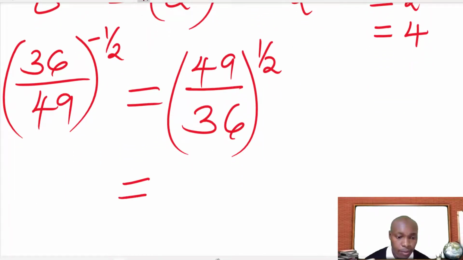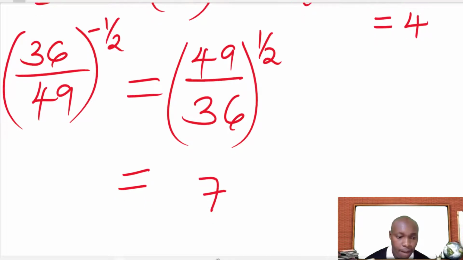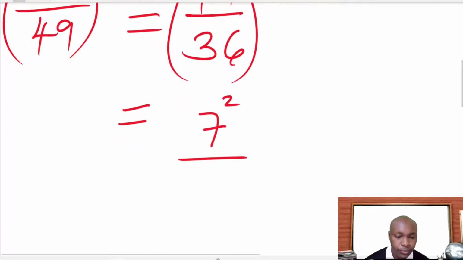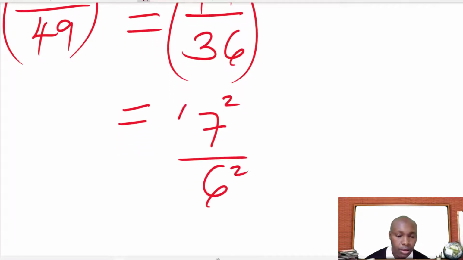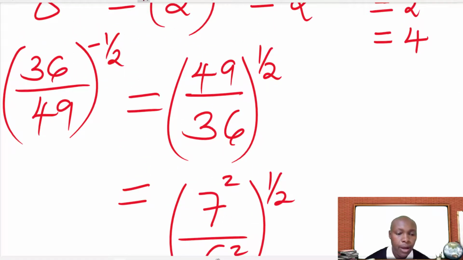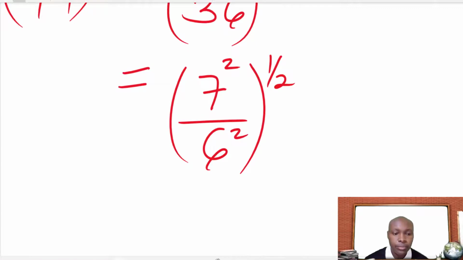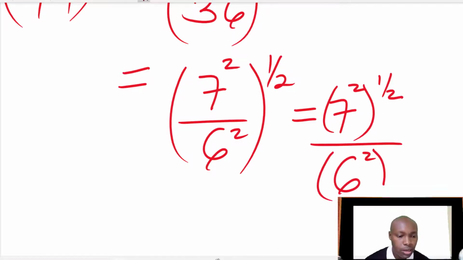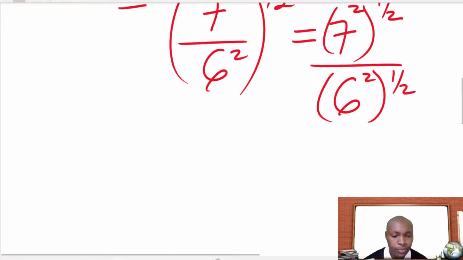So then from there, 49 is 7 squared, and then 36 is 6 squared, everything raised to power a half. This is the same as 7 raised to power 2, the 7 squared, raised to power a half, the same thing. And the denominator is 6 squared, and then everything raised to power a half.